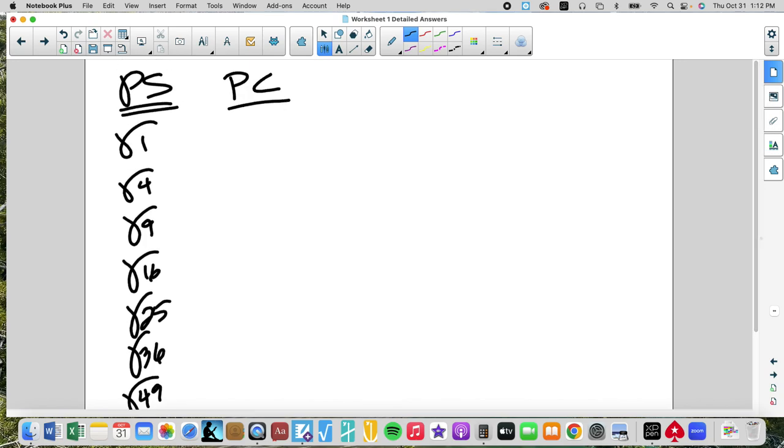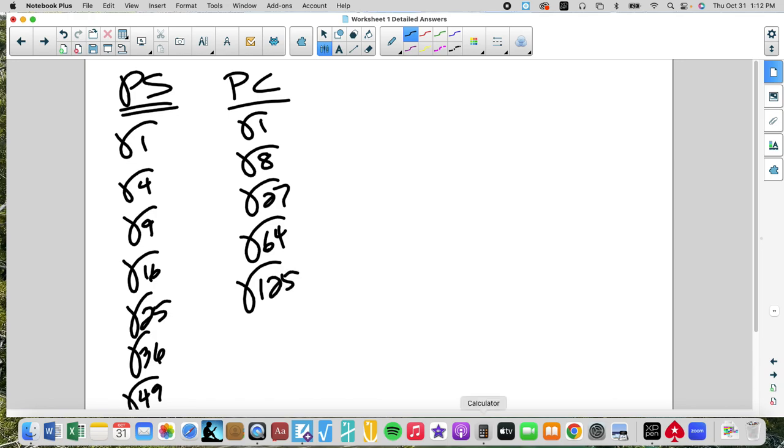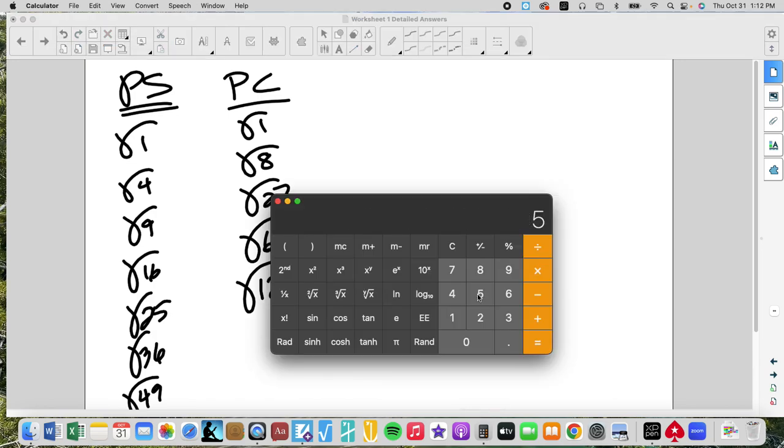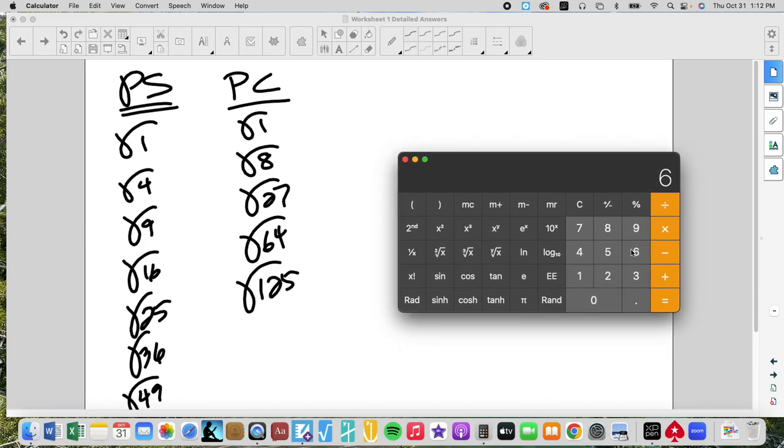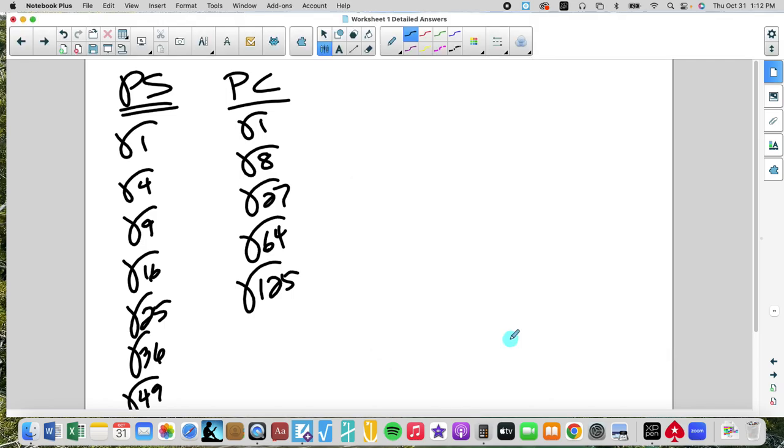Perfect cubes are going to be 1, 8, 27, 64, I think. 1, 2, 3, 4, 4 times 16, yeah, 64. I think that's 125, 5 to the 3rd, 125. 6 to the 3rd, 216. Okay, so I don't know many past 125, as you can see.